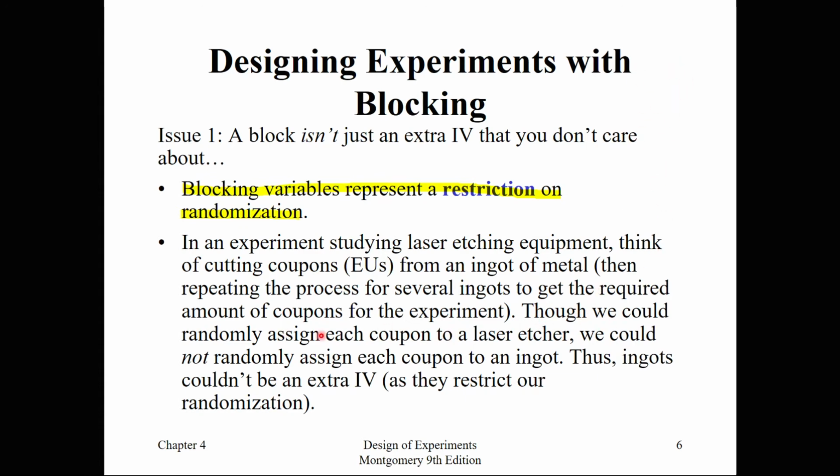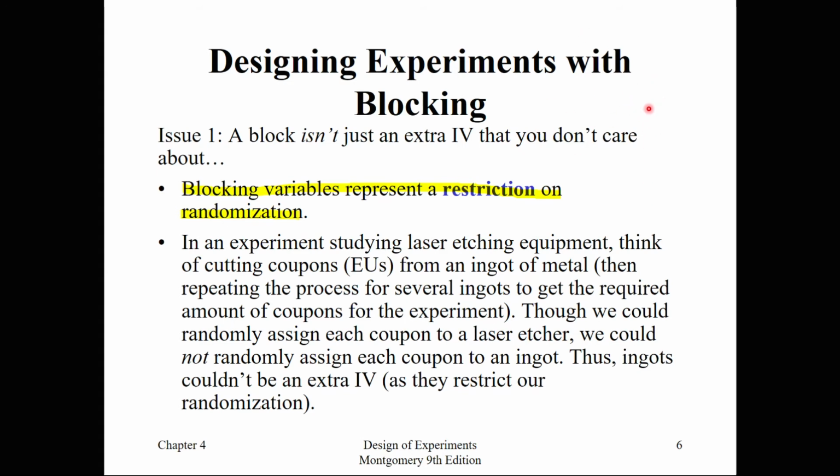So though I could randomly assign each little slice to a laser, if I pick up a slice, I can't randomly assign that slice of metal to which ingot of metal it came from, right? If I pick up a piece of metal, that is already assigned. I can't pick up a piece of metal and randomly say, oh, this came from the first block or the second block or the third block of metal. And I should say ingot instead of block because the statistical concept is a block. So I'm going to say ingot, and when I say ingot, I just mean a block of metal.